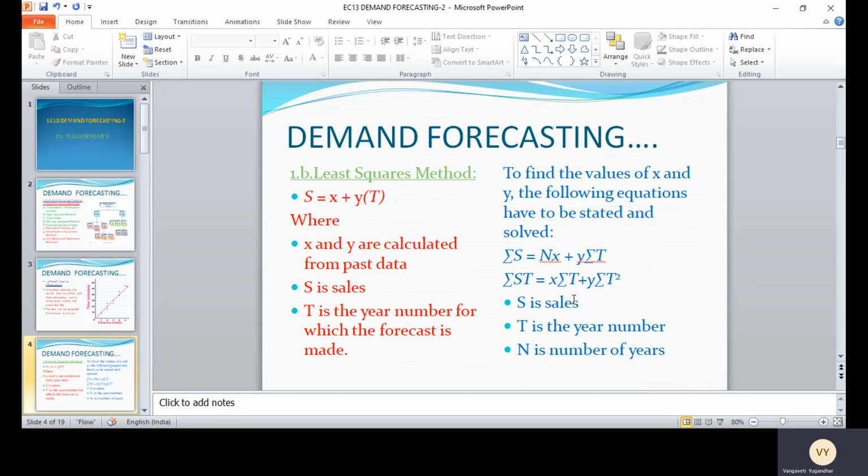To find the values of x and y, the following equations have to be stated and solved. First equation is sigma s equals nx plus y sigma t. Second equation is sigma st equals x sigma t plus y sigma t square, where s is sales, t is the year number, and n is the number of years.